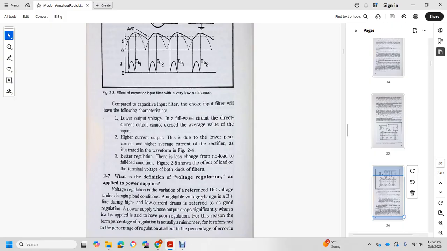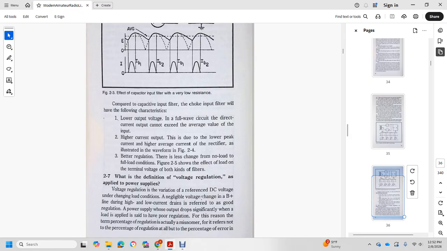Output cannot exceed the average value of the input. High current output with a lower peak current and a higher average current over the rectifier, as illustrated in waveform 2.4. Better regulation, less change from no load to full load conditions. Figure 2.5 shows the effect of a load on the terminal voltage for both kinds of filters.